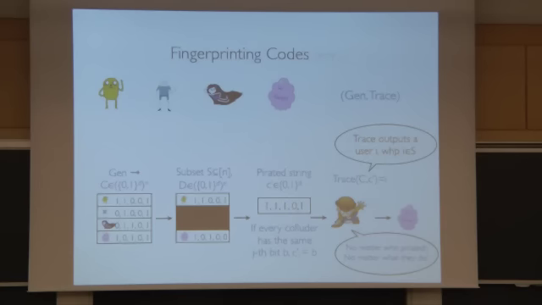All right, and that's a fingerprinting code. And again, it's important that it should work no matter what this subset S is, no matter what the coalition is here, and no matter what they do, subject only to this constraint.